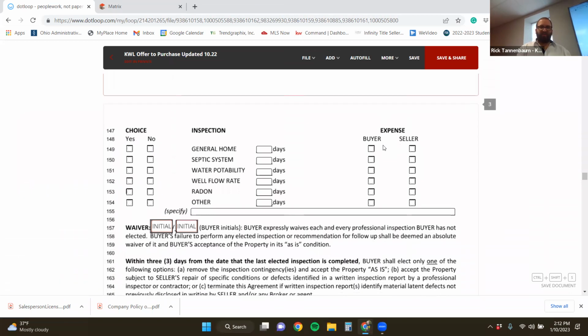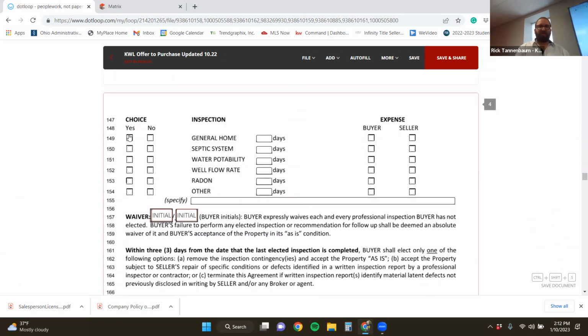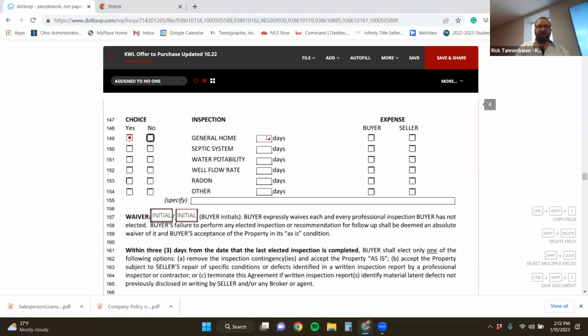And if you choose to have inspections, here's your list of inspections that you can choose. So typically I'll choose a general home inspection. I typically write 7 days, although check the calendar. If you're coming up on Christmas or New Year's, you might want to make that 10 days just to make sure that a home inspector is available.